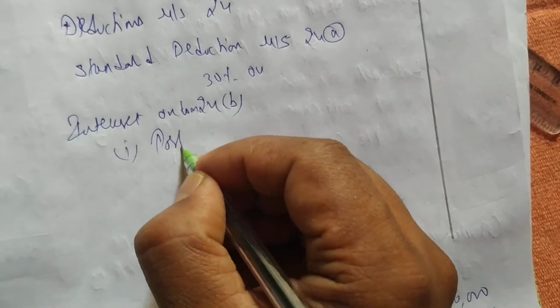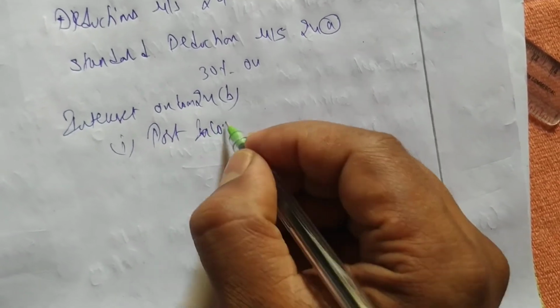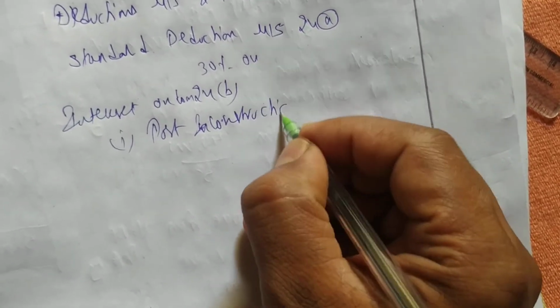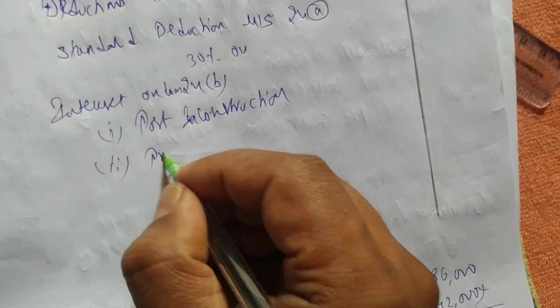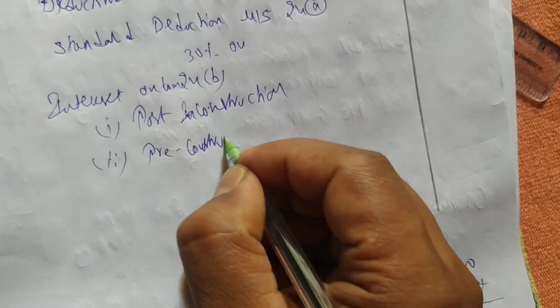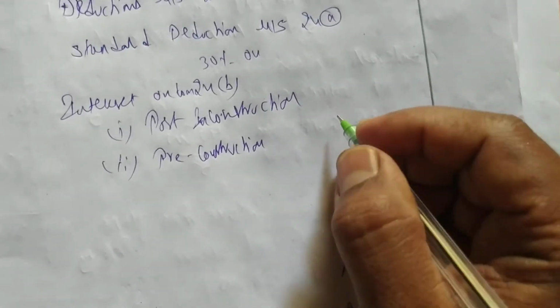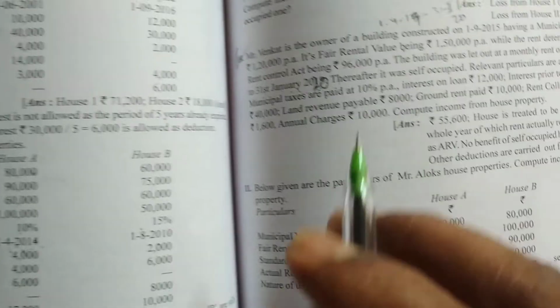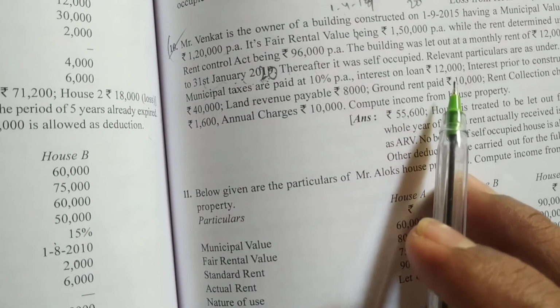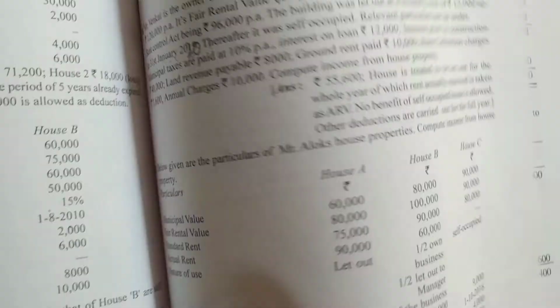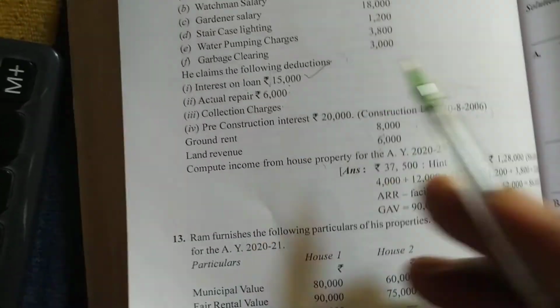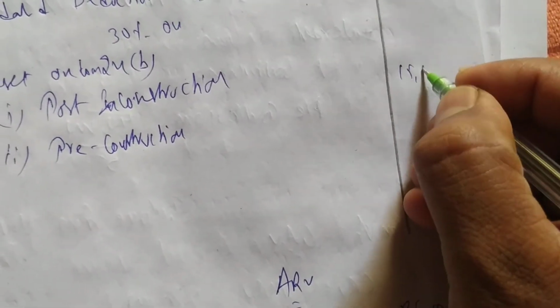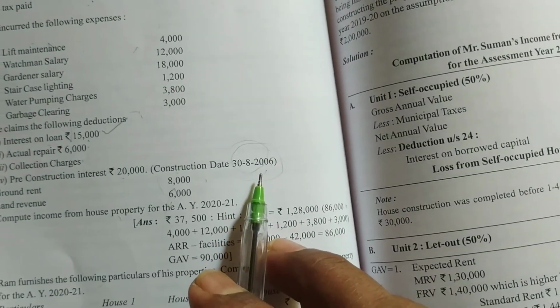First is post construction, next is pre-construction. Post construction interest is given as 15,000, so take 15,000 directly. You should not consider pre-construction because the construction was completed in 2006, so don't consider it. Okay, so let us first find GAV.